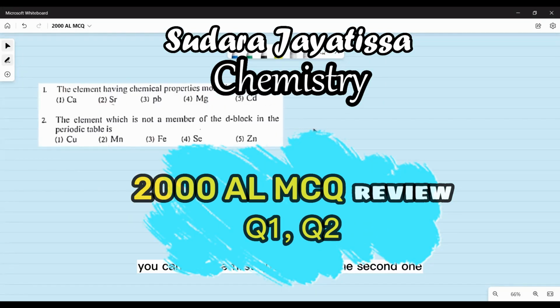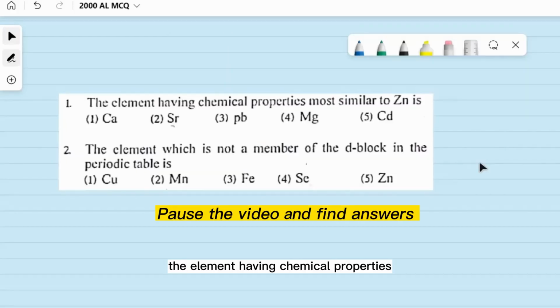We can see the first question and the second one. We'll just first go through the first one. The element having chemical properties more similar to element zinc. So they're asking for another element.